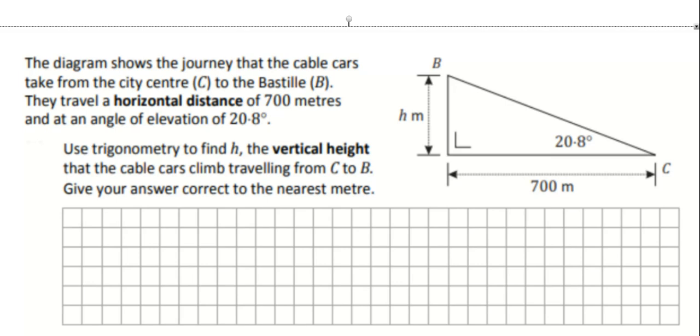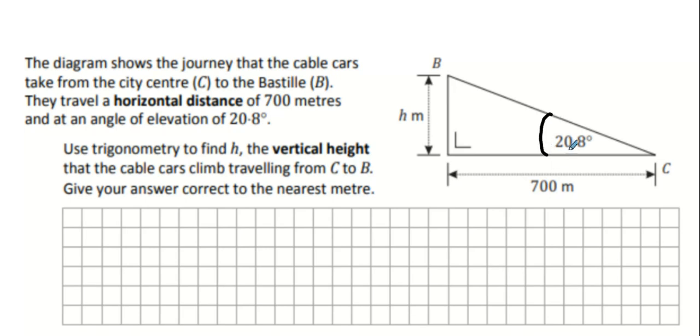Okay, guys. So here's what we're doing. Okay, lads, we're asked to find the vertical height. Now, see that 20.8? That 20.8 is an angle. It's not a length. So the 20.8 cannot be used in Pythagoras' theorem. Everybody understand that? It's an angle, not a length.